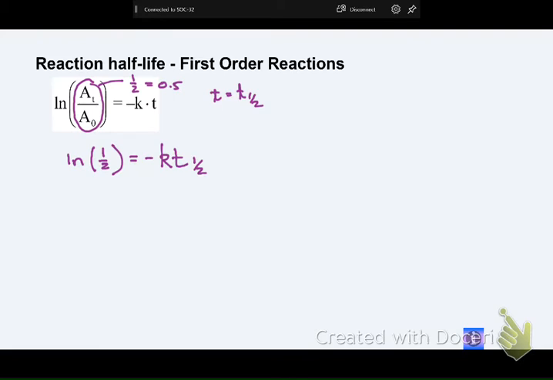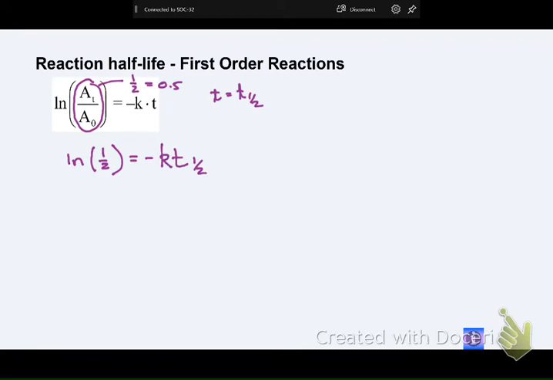Anybody know the natural log of a half? Nope, you don't. Pretty sure. I don't know the natural log of a half. I jest at that a little bit. I've seen it enough times that I kind of know what it is, but I always forget.